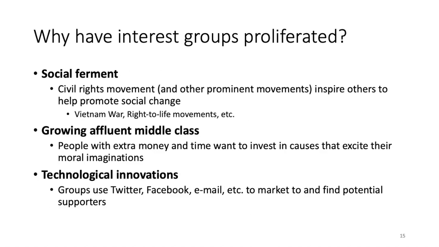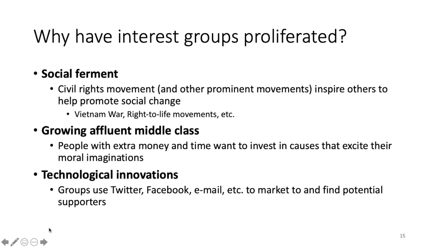Why have we seen interest groups proliferate? Your book talks about 5 things that have affected the proliferation of interest groups, why we've seen so many interest groups grow. One is social ferment, meaning you see a lot of people around you doing things that inspire you to promote social change. So the civil rights movement, the right to life movement, all of these are reasons that interest groups have proliferated.